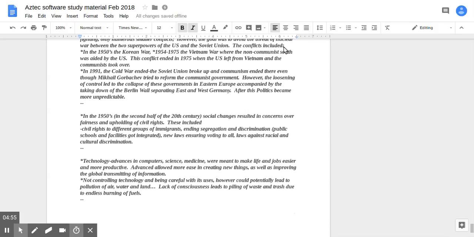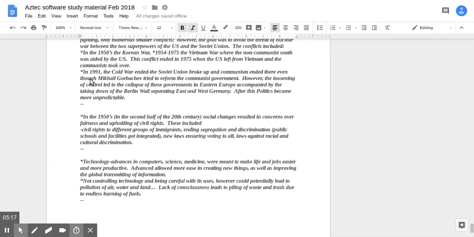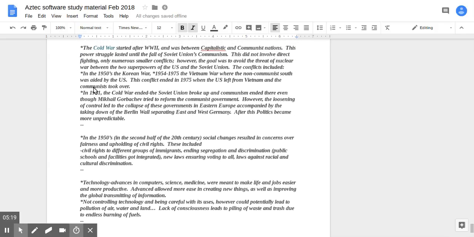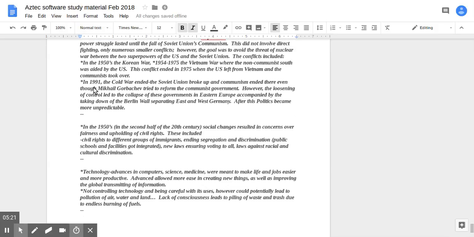The conflicts included, in the 50s, the Korean War. Then 54 to 75, the Vietnam War, where non-communist South Vietnam was aided by the U.S. The conflict ended in 75 when the U.S. left Vietnam and the communists took over. In 1991, the Cold War ended. The Soviet Union broke up, and communism ended there.